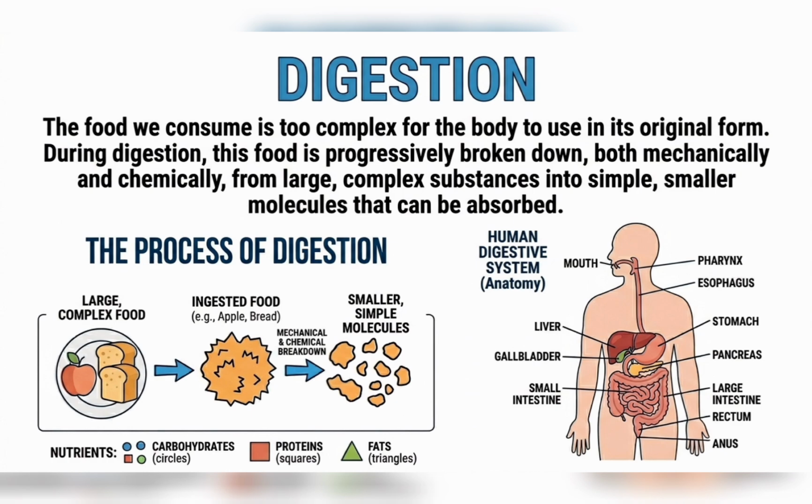Now you can imagine that it is too complex, and our body cannot absorb it into our blood cells. So digestion is the process where the complex food is converted into simpler and smaller molecules that can be absorbed. So the process of digestion is from large complex food to simple and smaller food molecules. I hope until here is clear.